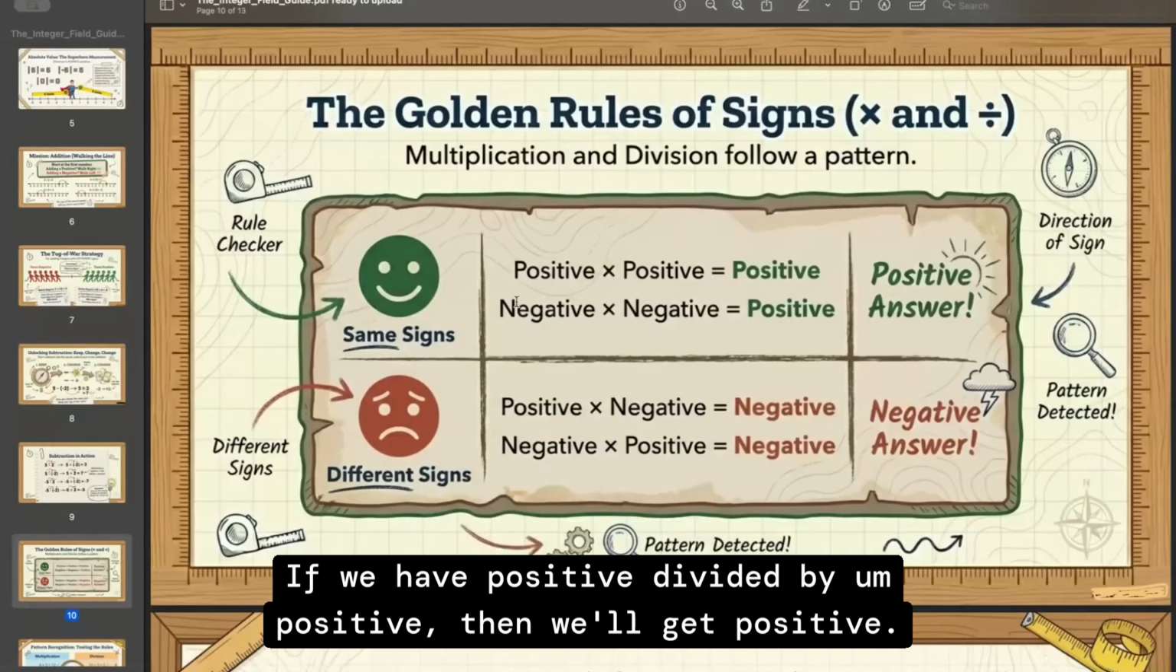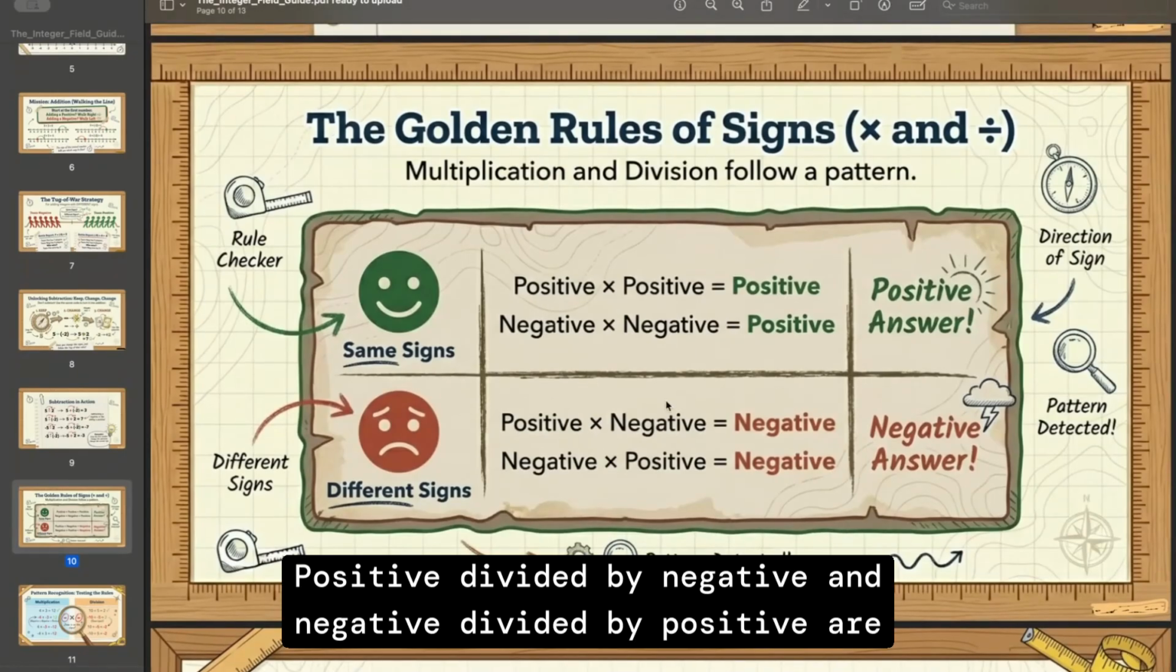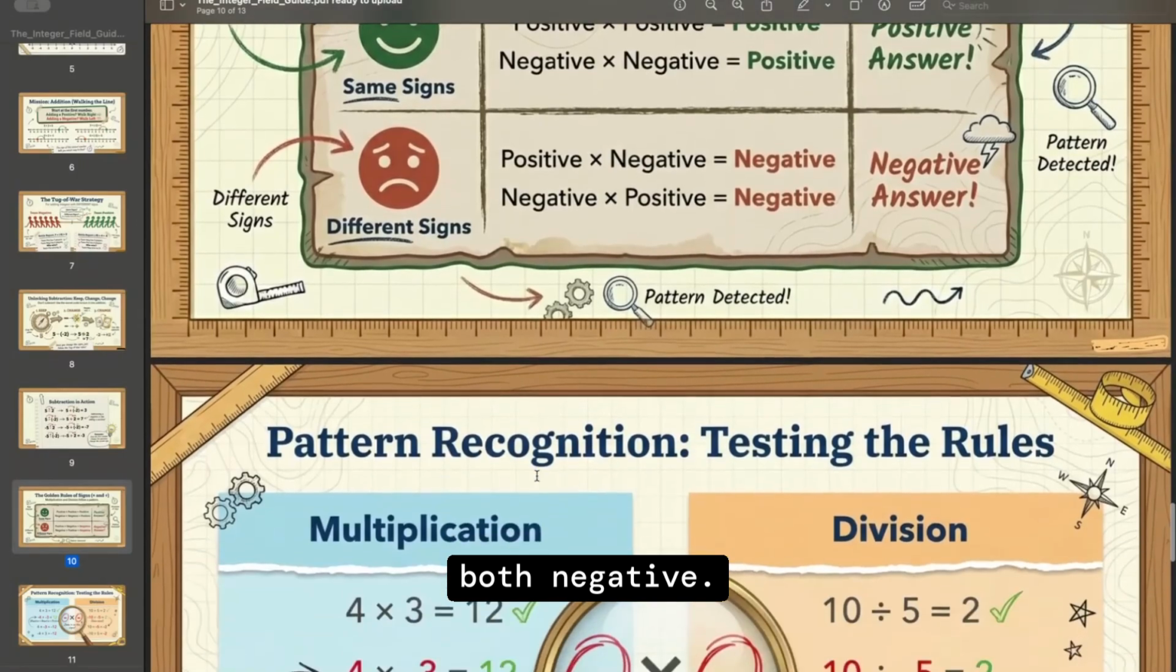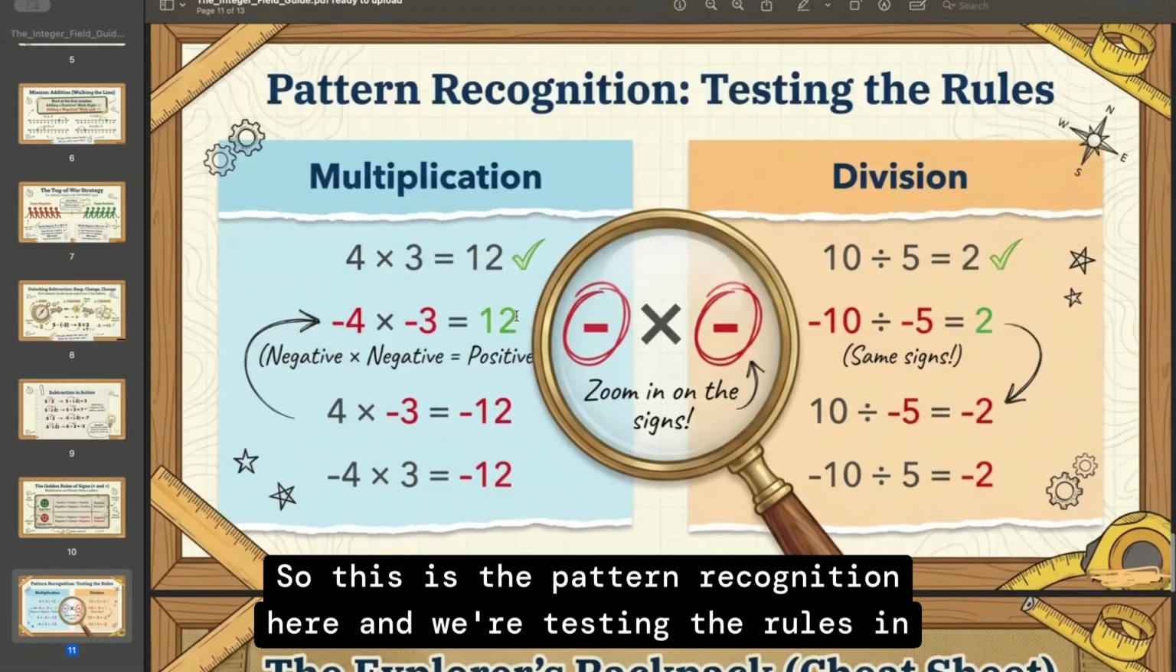If we have positive divided by positive, then we'll get positive. Negative divided by negative is positive. Positive divided by negative and negative divided by positive are both negative. So this is the pattern recognition here, and we're testing the rules in this case.